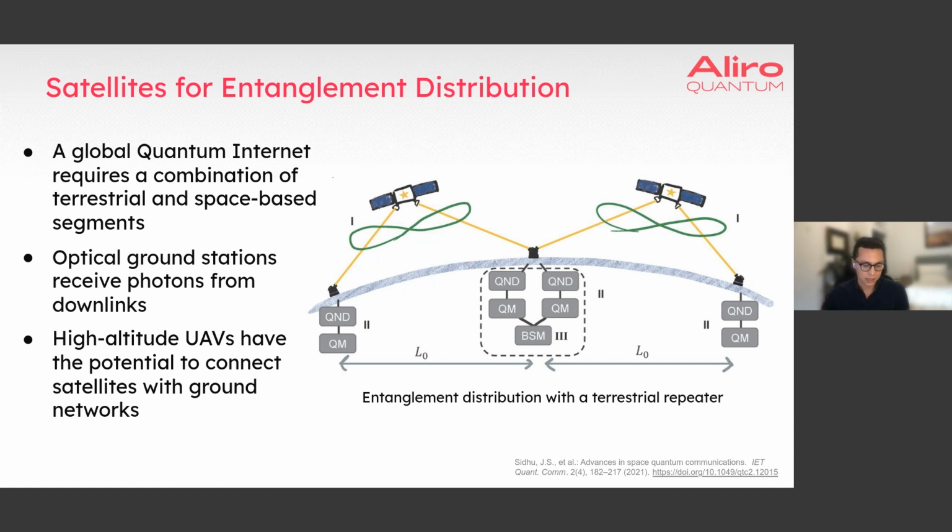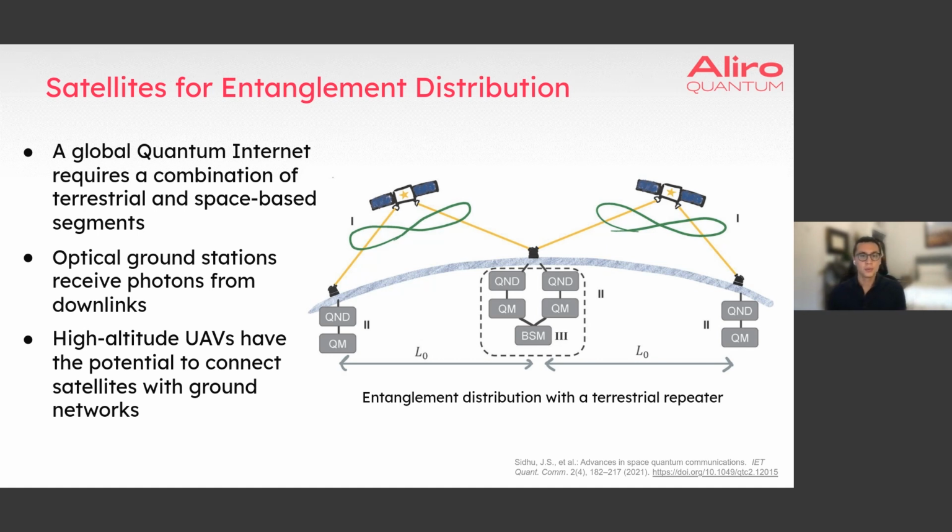Okay, so as I mentioned in the introduction, satellites play a pivotal role in scaling quantum networking technology. Here's an example of how satellites can be leveraged to distribute entangled pairs of photons to very distant ground stations on Earth. If we want to work towards a global quantum internet, that will require a combination of both terrestrial networks on the ground and space-based segments here. The idea is that there are a set of optical ground stations which are responsible for receiving the photons from, say, a photon source that sits on the satellite.